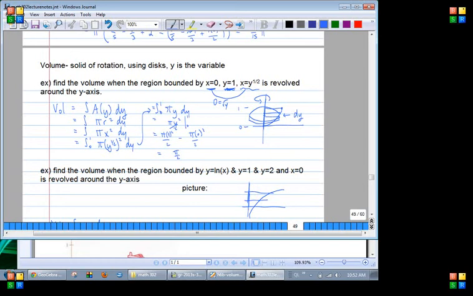So which way do you think would be nice to make slices? Horizontal slices. Okay. And would you say that we're going to do this dx or dy? We're going to go dy. Okay. And having said that, how are we going to set up the integral to find the volume? What's the shape of a cross-section? It's a circle, so it's going to be pi r squared. And the question is, what's the radius?